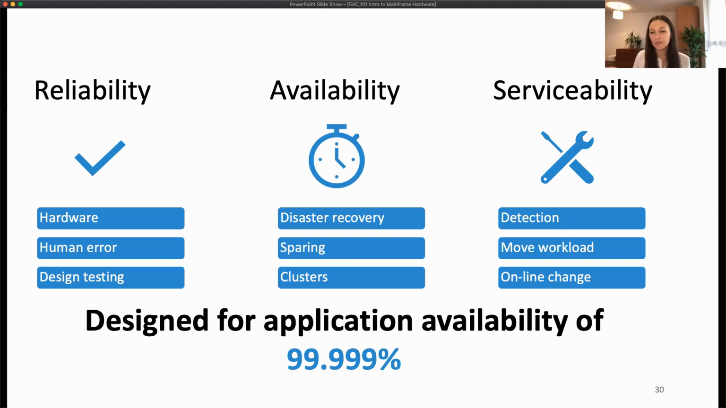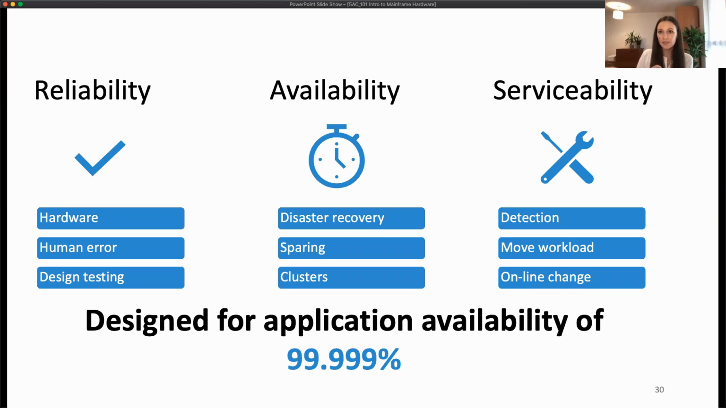Or the factor of serviceability. So does the machine kind of give me notice before a failure happens? Is it easy to detect what is wrong? How easy is it to fix it? And in the case that I have to actually make some sort of update or I have to fix something, can I keep my operations running or do I have to take everything down? And all of those things contribute to how reliable and how available and how serviceable a machine is.